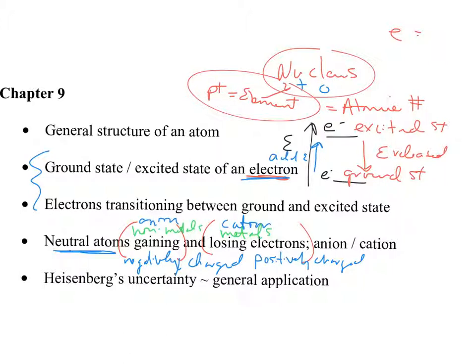The Heisenberg uncertainty principle: the big thing I want you to know there is it applies to very small things. That's the answer to the multiple choice question. It applies to small things like electrons.